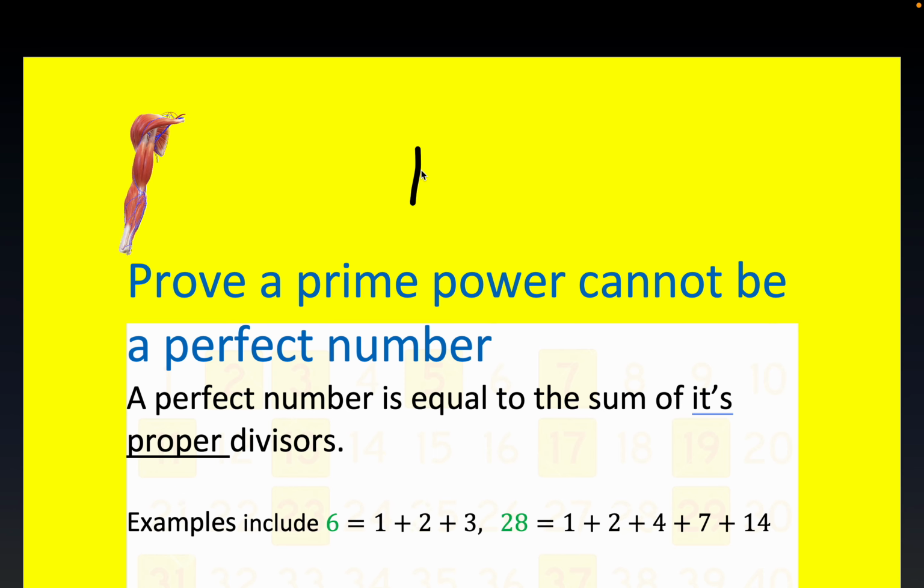Tonight we want to prove that a prime power can't be a perfect number. And y'all, by prime power I mean p^k, where p is prime and k is just a positive integer. So k, I'll call it a member of the natural numbers, positive integers. Okay, now let's talk about what a perfect number is.